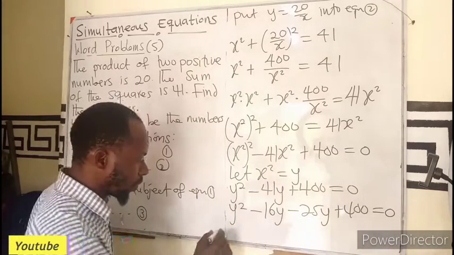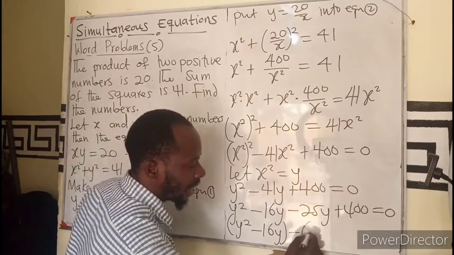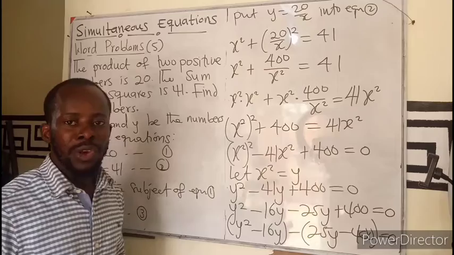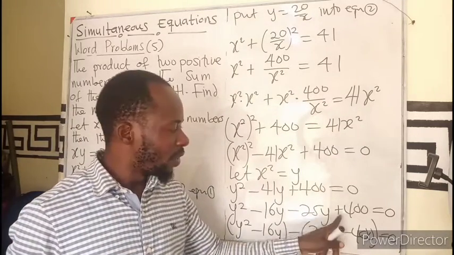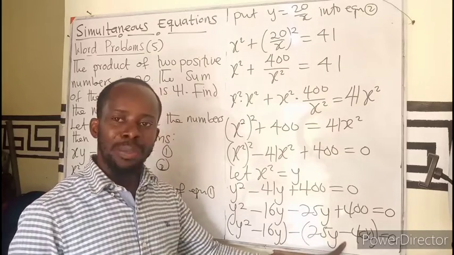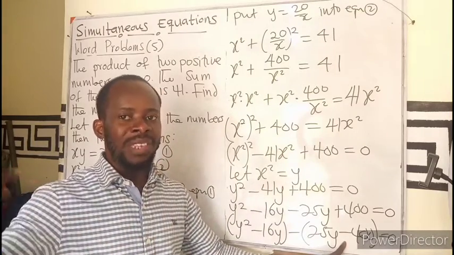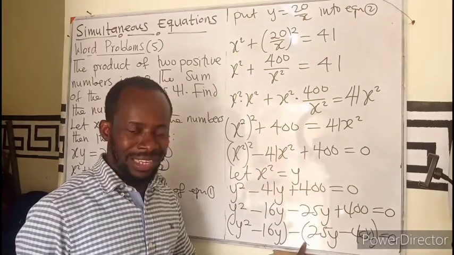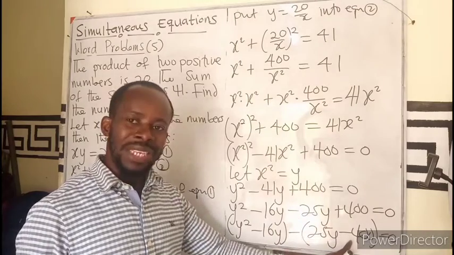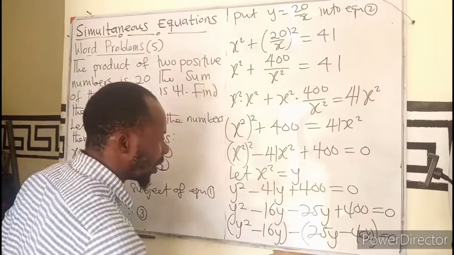So group the first two into bracket: y squared plus 16y, minus, into bracket: 25y minus 400 equals 0. In your mind, you are asking why is this going to be negative where we are having positive. Anytime there's a negative in front of a bracket, the sign in the bracket changes. Don't forget, factorization is the opposite of what? Expansion. So if I expand this, the negative 1 will multiply 25 to give you negative 25. Negative 1 times negative 400 gives you positive 400. So the sign in the bracket must change.